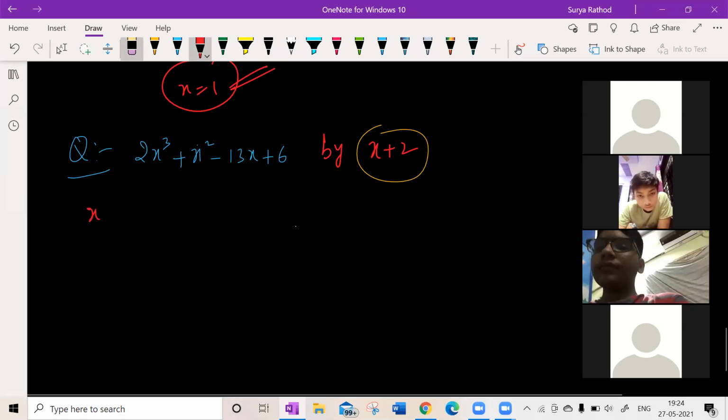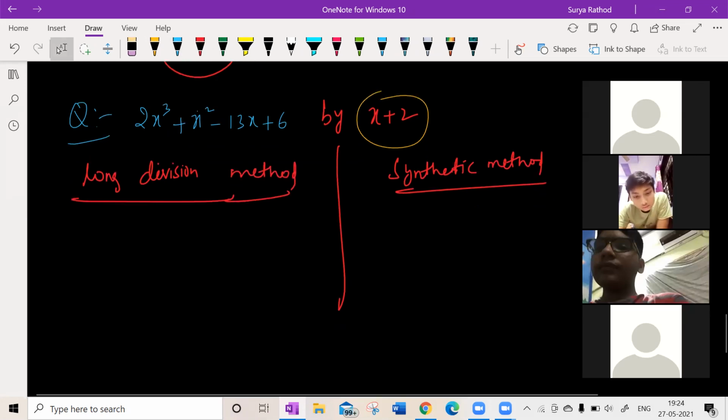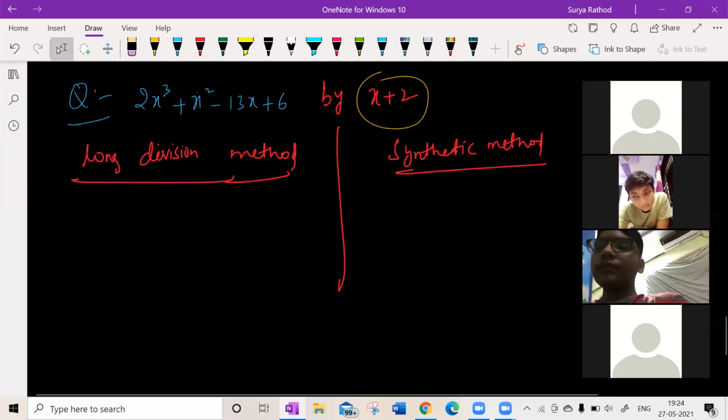So first we'll solve by the long division method. Let me tell you the long division method as well as the synthetic method. Synthetic method means shortcut. Long division method means your board concept. Sir, you explained it earlier. Yeah, I have explained it earlier, right? Yes, let me solve by both methods. Look at this here.